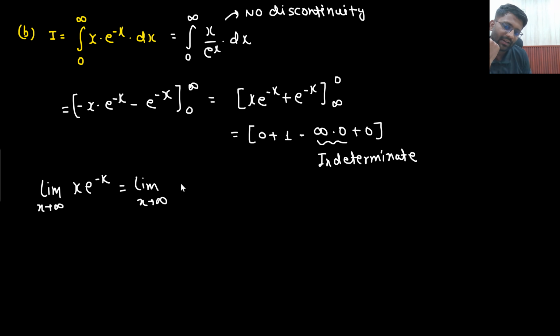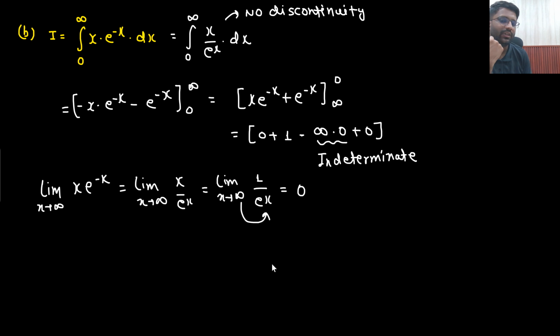I will find the limit of x divided by e to the power x. Then limit x tending to infinity of 1 by e to the power x. Put x tending to infinity here, e to the power infinity, this would come out to be 0 only. So what you are getting is 0 plus 1 minus 0 plus 0. What is the answer? The answer is 1.